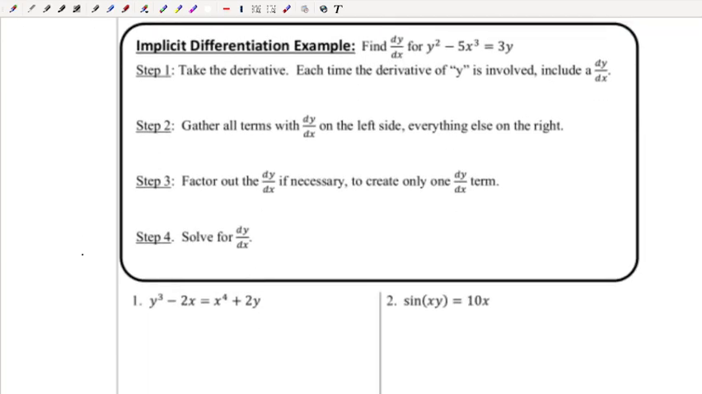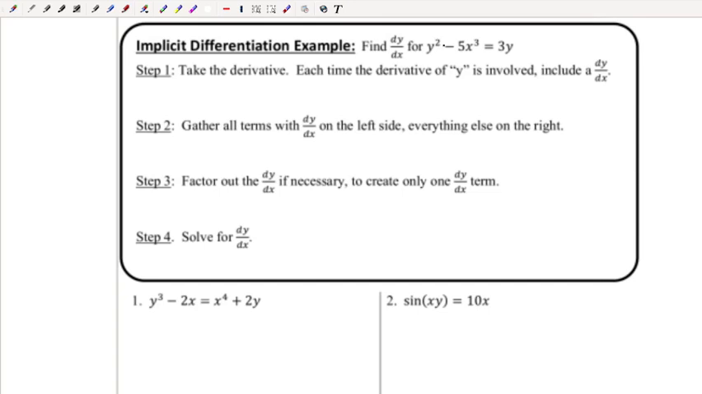So here we've got steps for implicit differentiation. We want to find dy/dx, so we're actually going to solve for it. It's not going to pop out straight away. For y squared minus 5x cubed equals 3y, step 1 is just to take the derivative of each term, and each time the derivative of y is involved, you have to include a dy/dx after it.